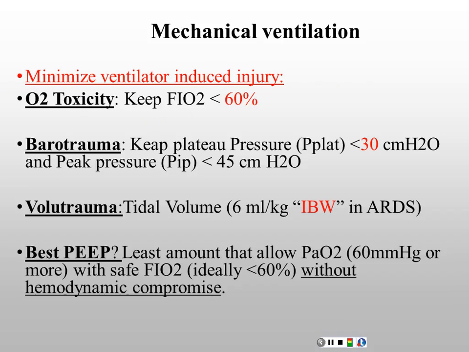When we do mechanical ventilation, we try to avoid O2 toxicity, so we use the minimum oxygen that will keep a safe level of oxygenation. We try to avoid barotrauma, and that's why we try to keep the plateau pressure within an acceptable level, less than 30. The lower your plateau, the better the outcome. Volutrauma we try to avoid by applying minimal tidal volume, 6 ml per kg, and you have to remember it's the ideal body weight, which you calculate from the height.